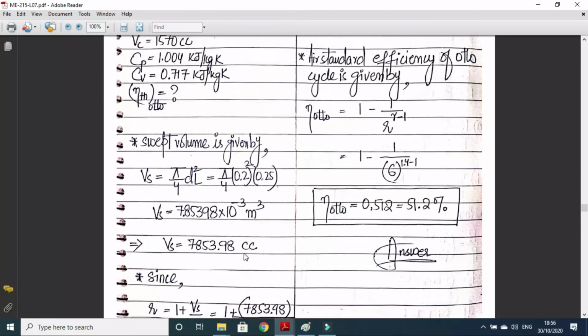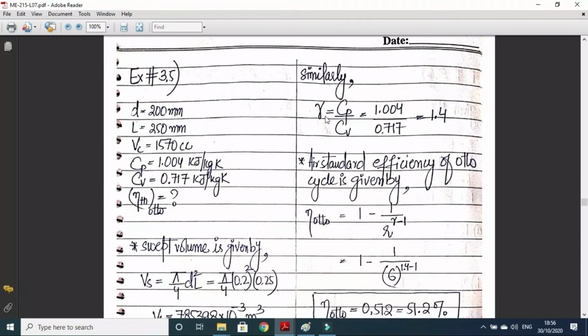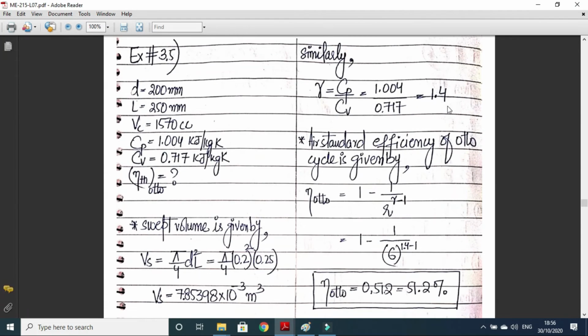So now we know the compression ratio. We can calculate K or gamma with the formula Cp upon Cv. Cp and Cv are given, so K is coming out to be 1.4. So now we have learned that efficiency is only a function of compression ratio and specific heat ratio. We know both the values, so now we can easily calculate the efficiency. Efficiency is coming out to be 51.2%.